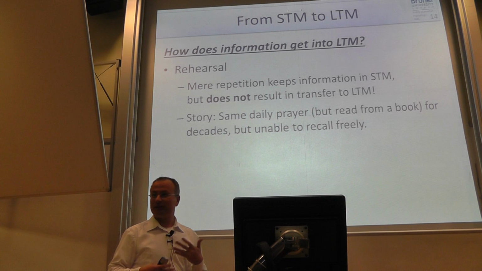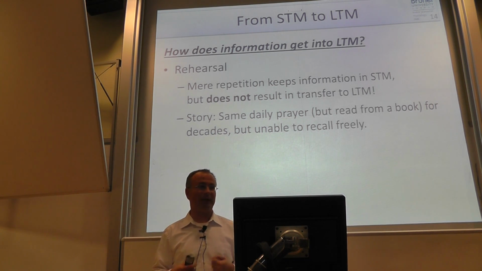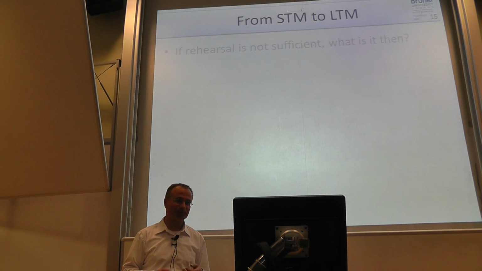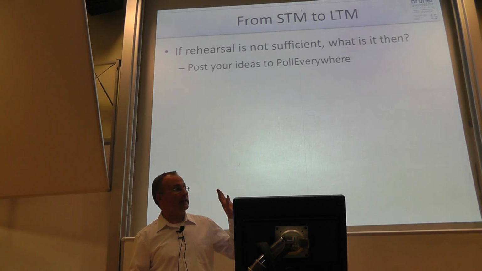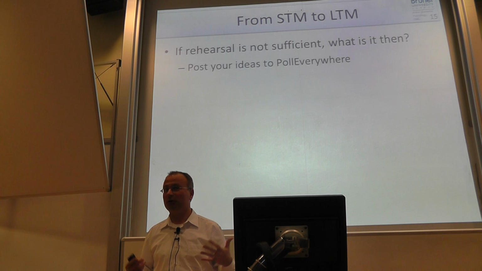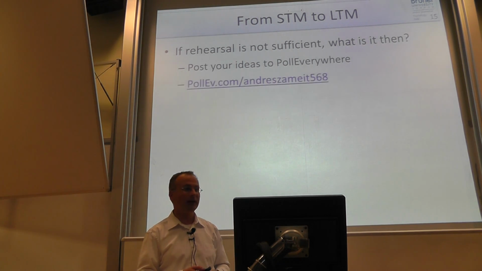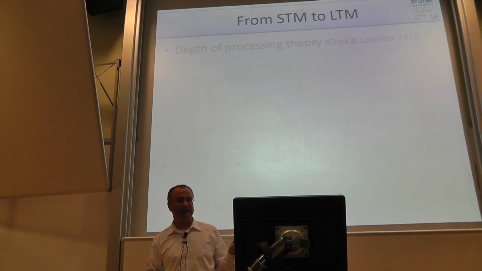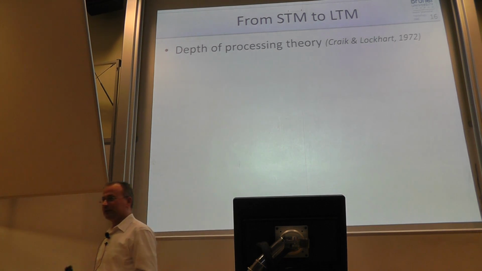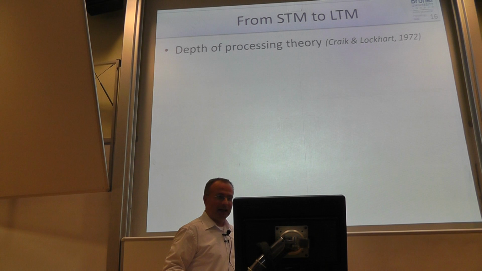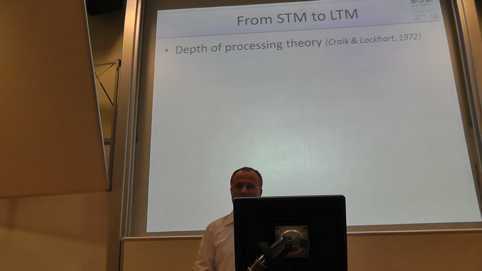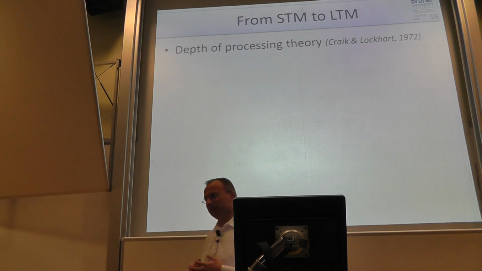So repetition is just not sufficient to get information. So what else then? The initial exercise demonstration took much longer than expected, so we will skip this thing here. So an alternative in the 1970s is called depth of processing.